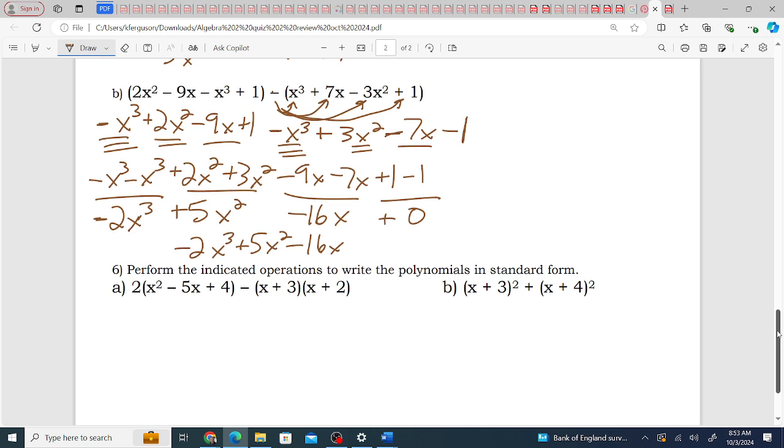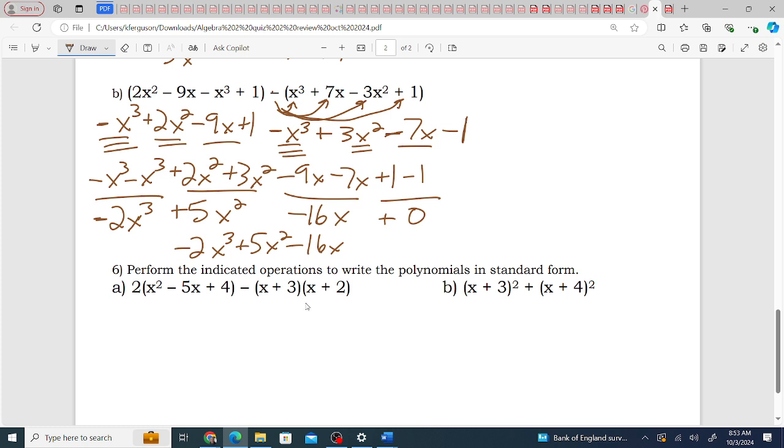So the last problem. Perform the indicated operations and write the polynomials in standard form. So if you notice, there's two things going on. This is straight out of lesson 5, putting it all together. So in this case, I got three things going on, not two, excuse me. I've got multiplication. I got to distribute the 2. I've got subtraction. And then I also got FOIL. I got multiplication. I've got 2 polynomials that need to be multiplied.